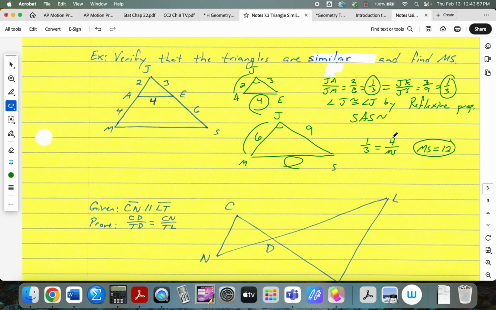So I did 1 to 3, and then I was doing small triangle to big triangle every time. That's what I typically do, or I always go left to right. Doesn't really matter as long as you're consistent. So that's equal to 4 to MS. That's the proportion. Okay, and then we just cross multiply and solve it. Better? Okay.